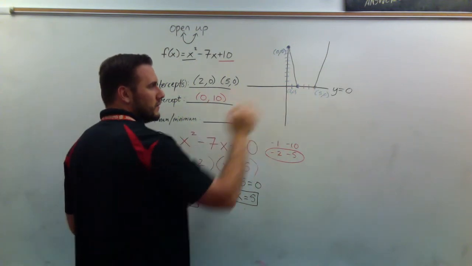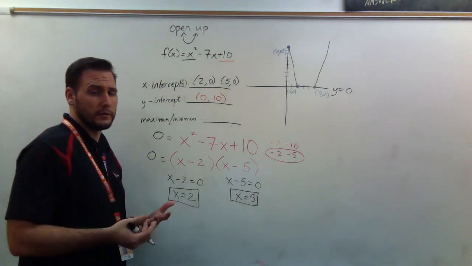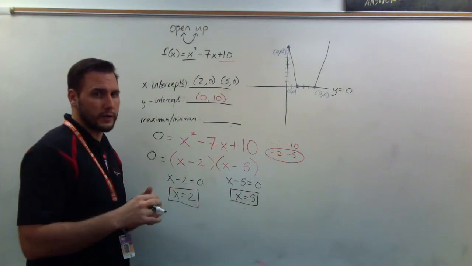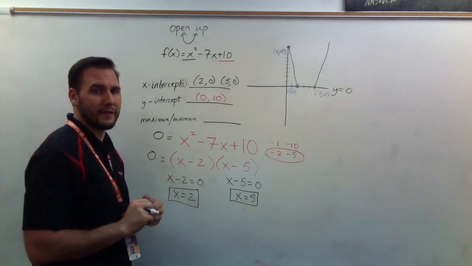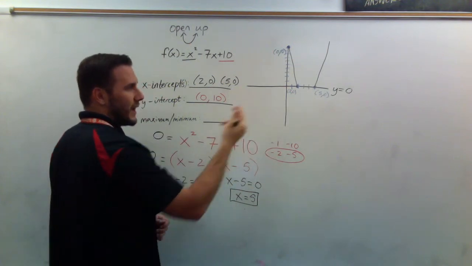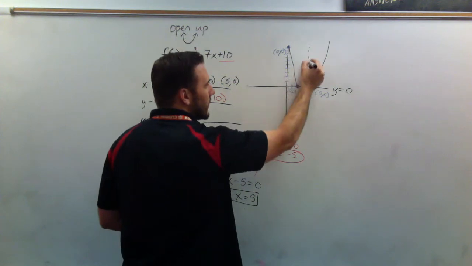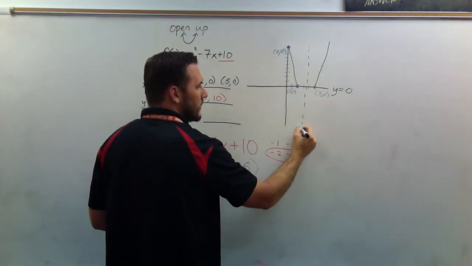So if it's halfway between 2 and 5, what number is halfway between 2 and 5? You may be able to do that in your head. If not, you can use a little trick. You always just add the two numbers and divide that by 2. That's the number right in the middle. So 2 plus 5 is 7, and half of 7, or 7 divided by 2, is 3.5. So that means the middle of my graph will be when x is 3.5.